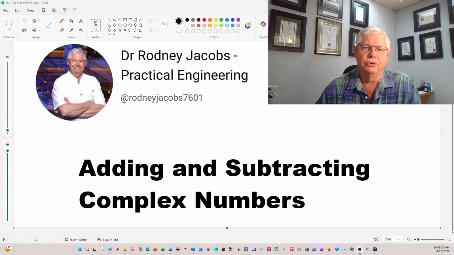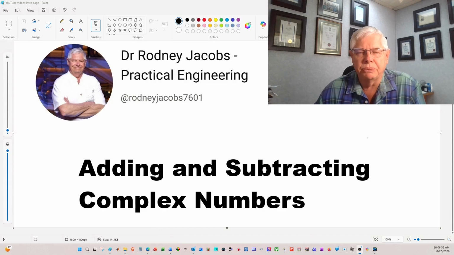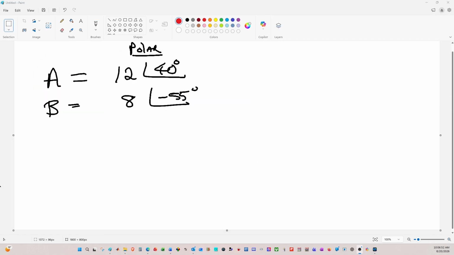I would like to show you how to do addition and subtraction using complex numbers. And let's get an example on the board straight away. Here you can see two numbers that I have put together. A is going to be 12 with an angle of 40 degrees, and that is in its polar format. B is going to have a value of 8 and an angle of minus 55 degrees, and that's also going to be in the polar format.